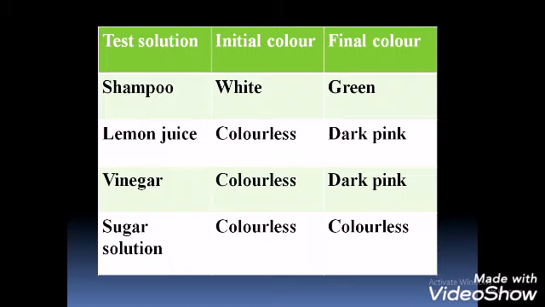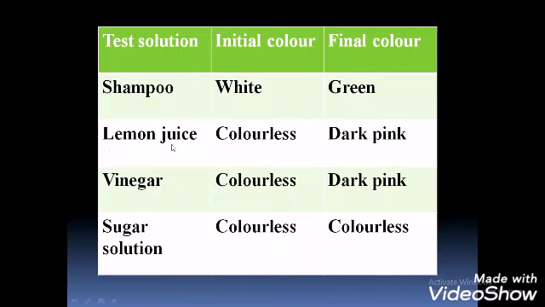So when we check the shampoo test solution, we can say that its initial color is white, but when it is added to the China rose indicator, it turns green. Why? Because this shampoo is a basic solution. This China rose indicator changes its color when basic solutions are added to it.